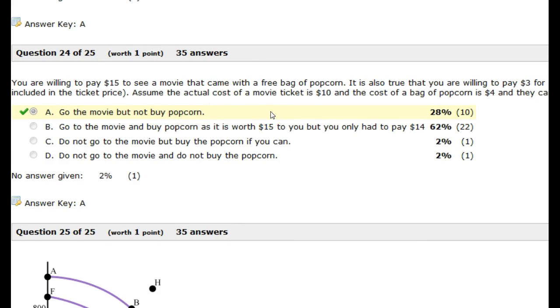Because we should again use marginal analysis. The popcorn is only worth $3 to you and it costs you $4. You do not want to buy it if you can avoid it. Even though, if you had to buy them both, you would still do it. That is, going to the movie is $15 with the popcorn, actually it's $14, and it's worth $15 to you. If you could avoid the popcorn, you'd want to.